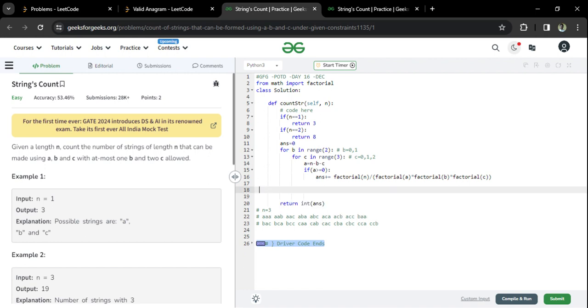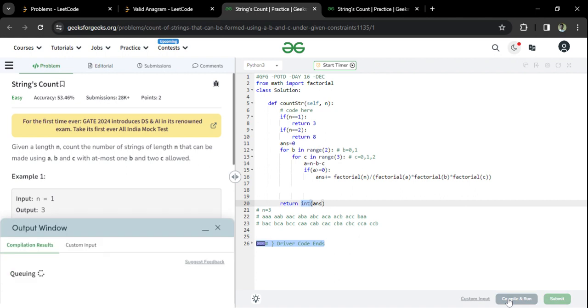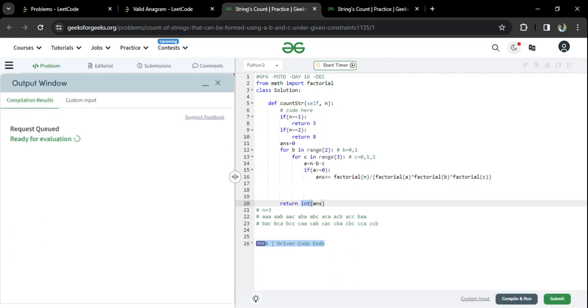So yeah, friends, that was all. Because you are involving division, but they wanted an integer answer, that's why I'm including the integer conversion, explicitly changing the answer's data type to an integer. I will quickly run and show you. This works for the initial cases, but as I mentioned, this is not the optimal solution. It's only a brute force solution.